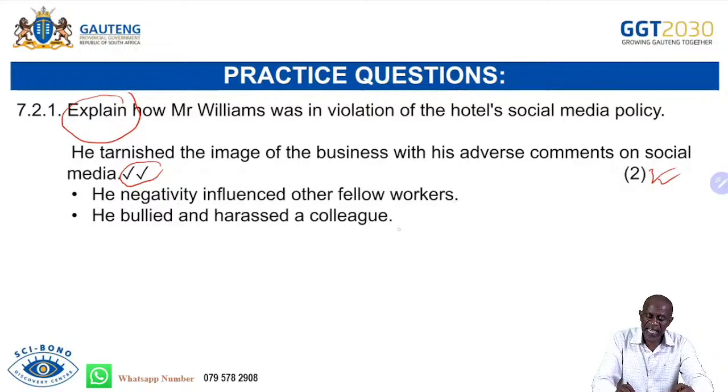He bullied and harassed a colleague. So from the code of ethics, this is not allowed. Bullying in every situation and harassment are against human rights. So all these are the reasons why we can safely say Mr. William violated the rules and regulations or his contract of employment, which is in this case a hotel.